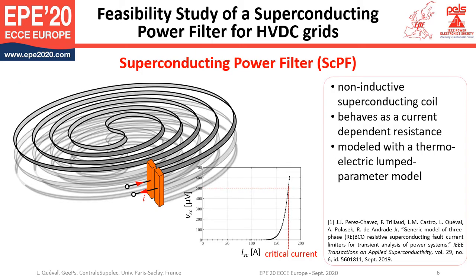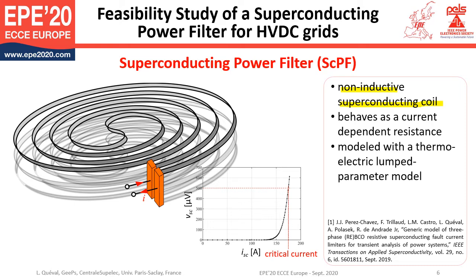To increase the stability limit, we propose a new device called a superconducting power filter. This is a non-inductive superconducting coil. The double spiral winding is used to reduce the inductance.